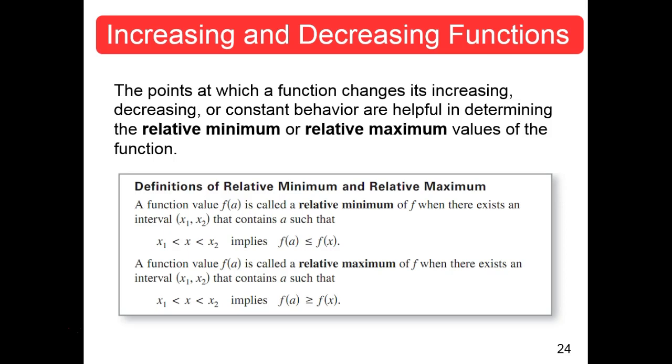Then for any other x in the interval between x1 and x2, every other x there implies that f of a is always greater than, or it could be equal to, all the rest of the f of x's. And that's why from 0 to 2, those are all relative maximums. Make sense?